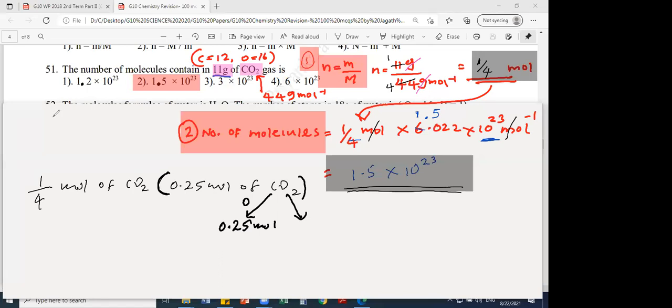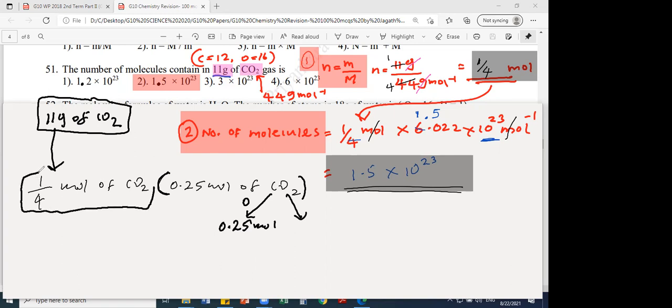Actually, I converted 11 grams of CO2. First, I converted this into moles. If you want, you can copy down this flow diagram even. If you are given the mass of any compound, first you can convert that into moles. Look at the screen. I will encircle 11 grams of CO2. I converted into moles using that equation: 1 over 4 moles, which means 0.25.